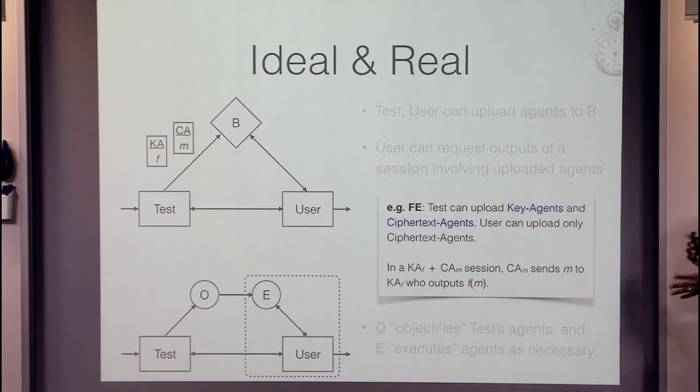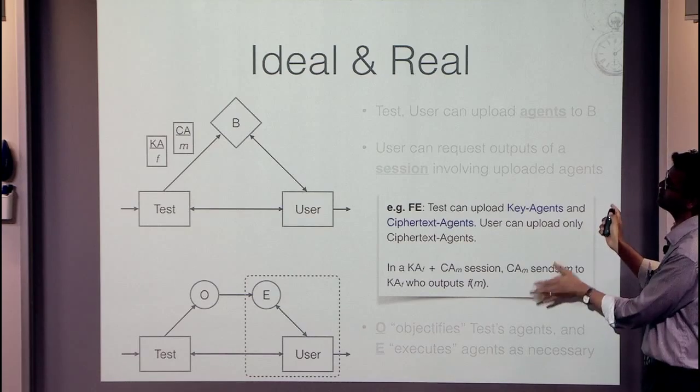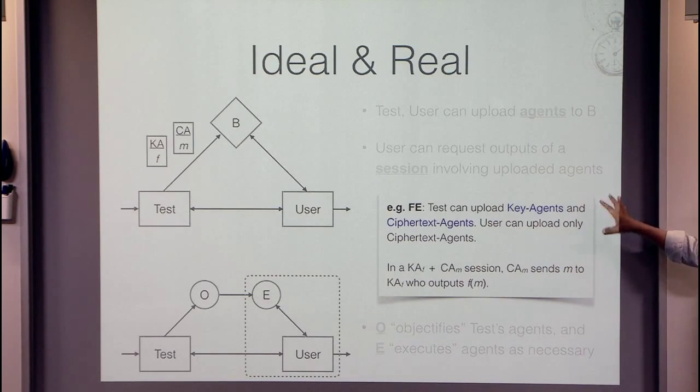Let me give you an example, even before I define security, to tell you what this ideal world looks like. What are the agents? Here's an example of functional encryption, say public key functional encryption. The test can upload two kinds of agents, key agents and ciphertext agents. What is a key agent? It's a particular program, except one parameter can be specified, which is a function sitting inside the key agent. And a ciphertext agent is also a well-defined single program, but there's one parameter you can specify, which is a message.